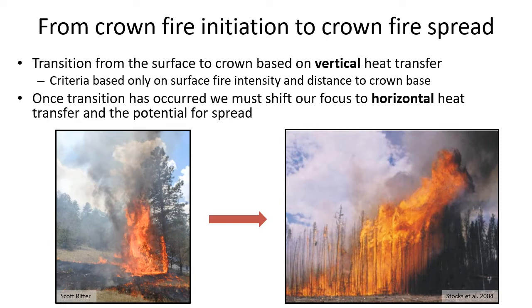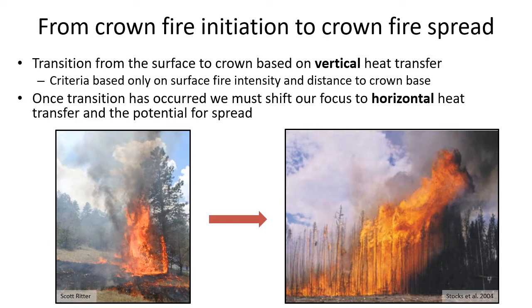Right. So the initial transition from the surface up to the crowns is really all about vertical heat transfer, right? And as we saw, it's really just based on the intensity of the surface fire, and then how far away are those crown fuels from the surface, right? So characterized by our crown base height at the stand level. So once we've determined yes, transition is likely to occur.